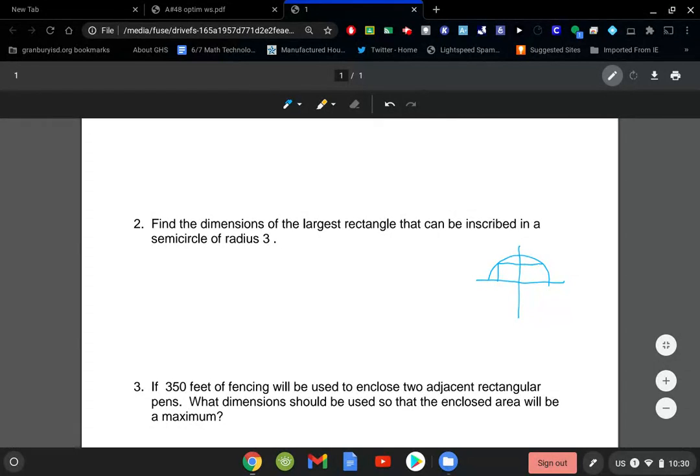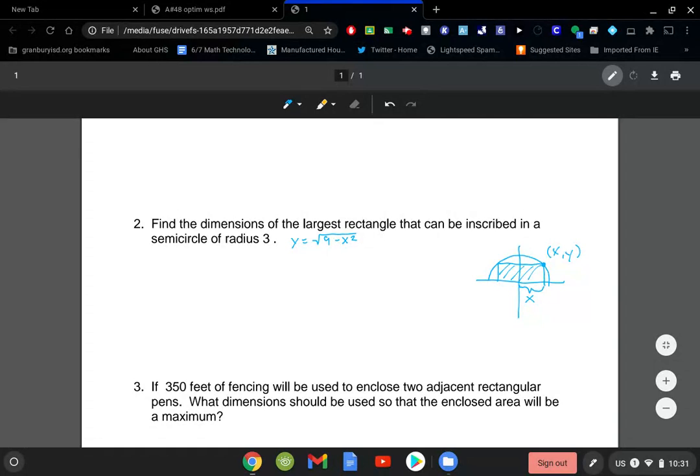You're trying to fit a rectangle in here. And we're going to call this X. And this point would be X, comma, Y. Now, what I'm going to do, however, and this is the part that probably most of you don't remember, is how to write the equation of a semicircle of radius 3. And that would actually be this. Positive square root of 9 minus x squared.